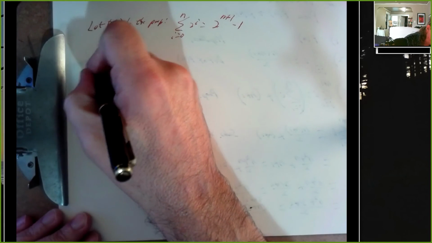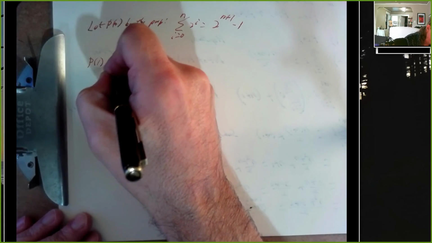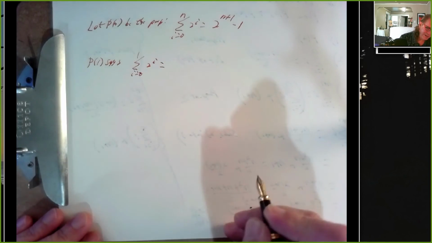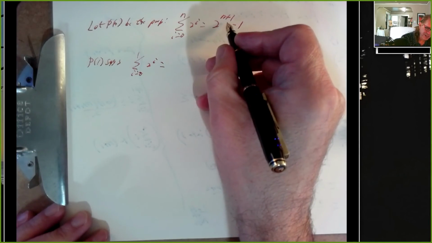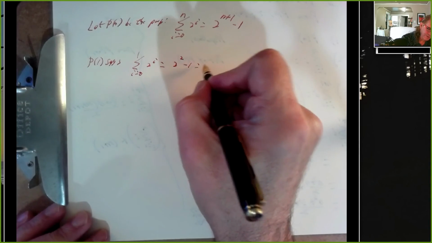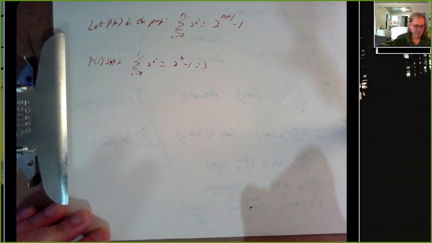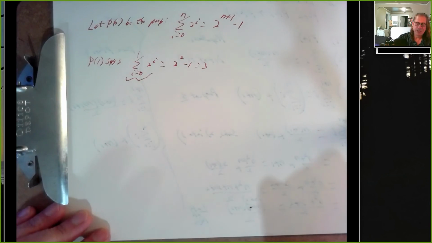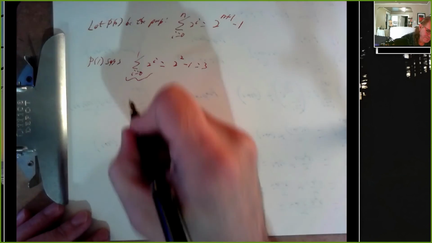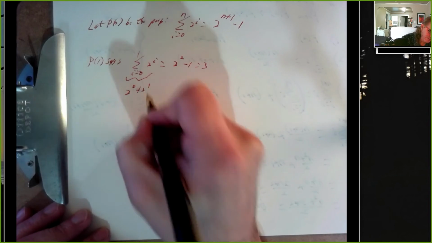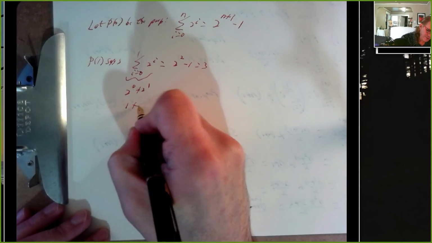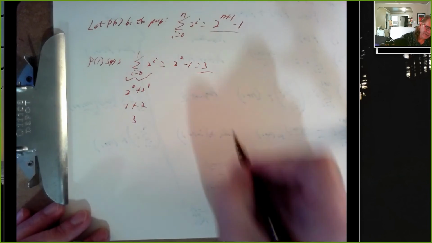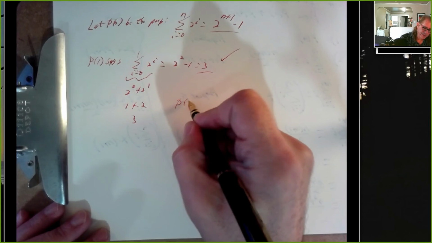So what does P of 1 say? P of 1 says the sum from i equals 0 to 1 of 2 to the i should be equal to 2 to the n plus 1, where n is 1, so 2 to the 2 minus 1, which is 3. What do we get if we add 2 to the i as i goes from 0 to 1? Well, this expression is 2 to the 0 plus 2 to the 1. 2 to the 0 is 1, 2 to the 1 is 2. This expression is equal to 3. That's what the right-hand side is equal to. So P of 1 is true.